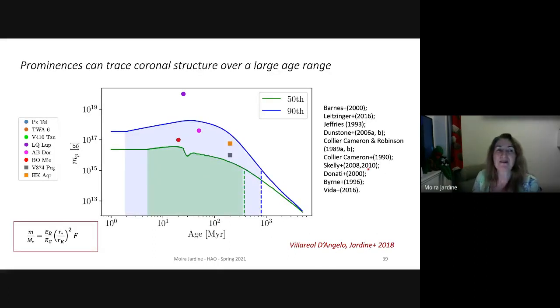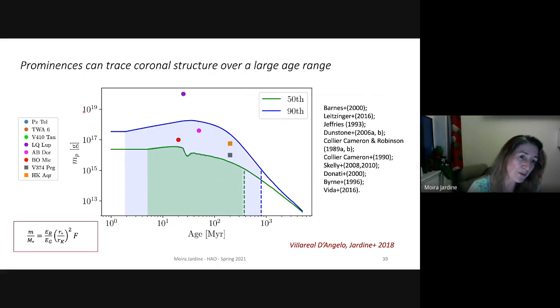What about prominences as stars age? I started off this talk talking about rotational evolution, the fact that stars spin down because their winds are carrying away mass and angular momentum. Well, we can take a simple rotational evolution model, and at each age point for the star, we can determine the masses of the prominences that could be supported.